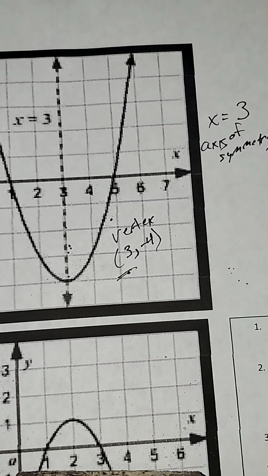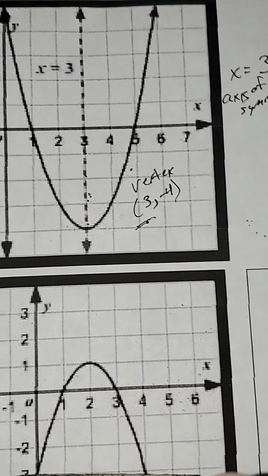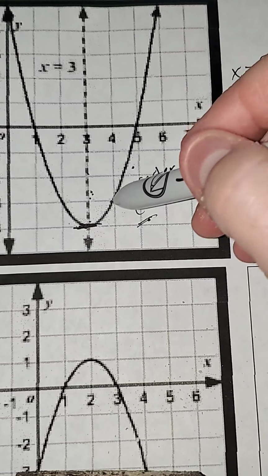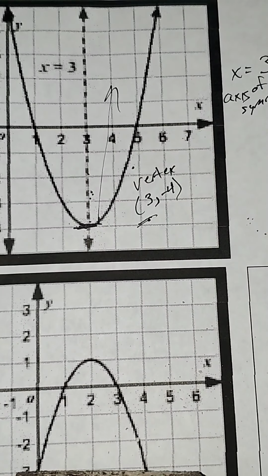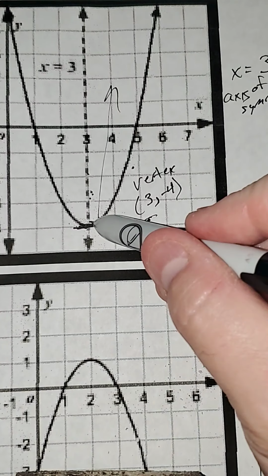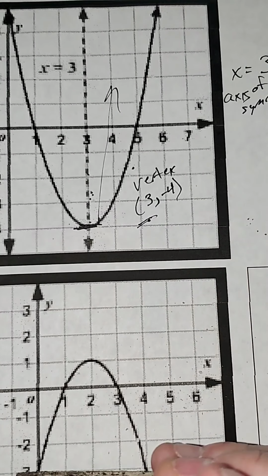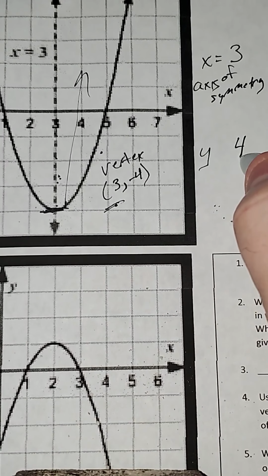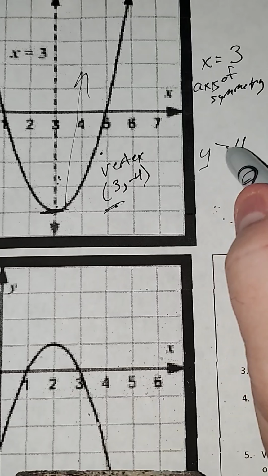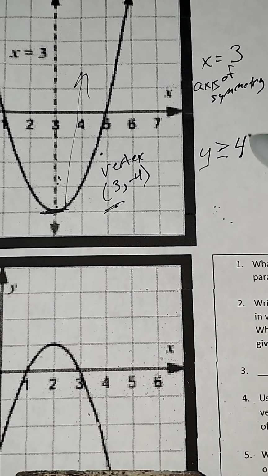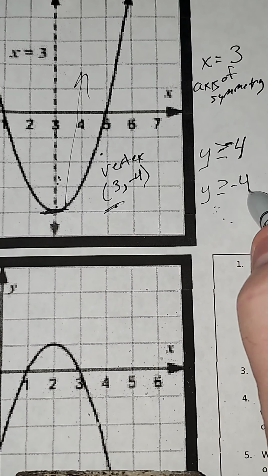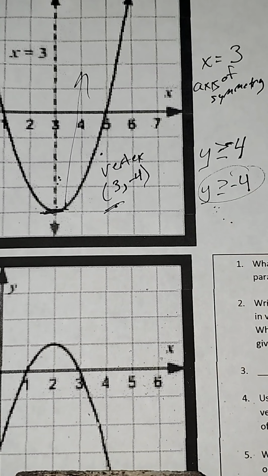Then we're going to look at the y value here. And again, the y value is negative 4. Notice the entire graph is above negative 4, and it also touches negative 4. So if we write our y and our 4, we recognize that this entire graph is greater than or equal to negative 4. And we'll recognize that it is y is greater than or equal to negative 4. And we've written our range.